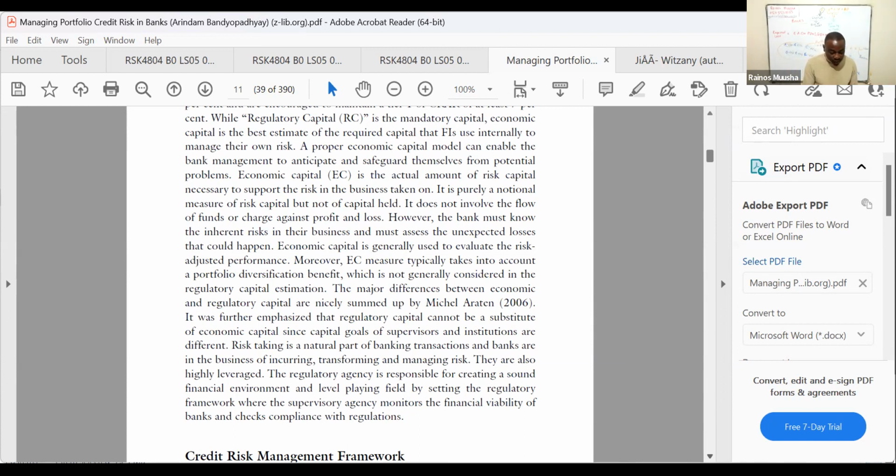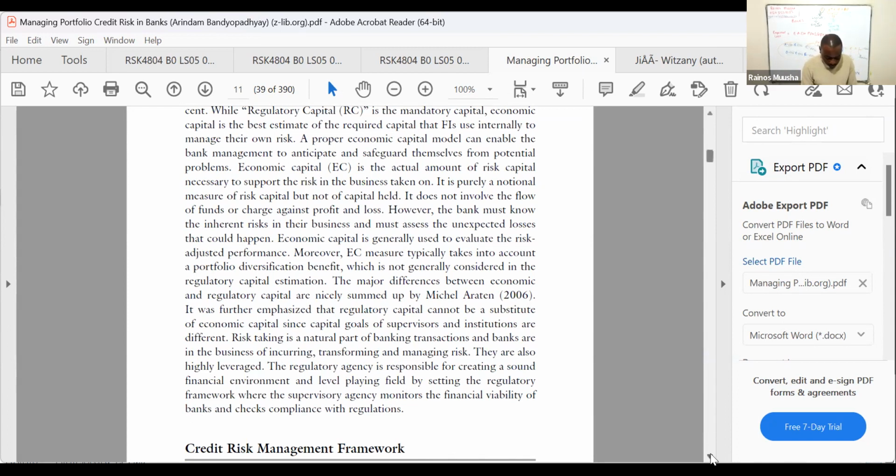So are there any questions when it comes to the difference between economic capital and regulatory capital? Are there any questions? Can we move on?